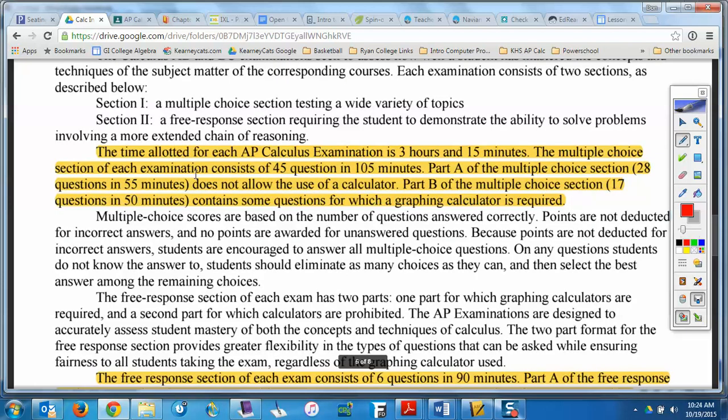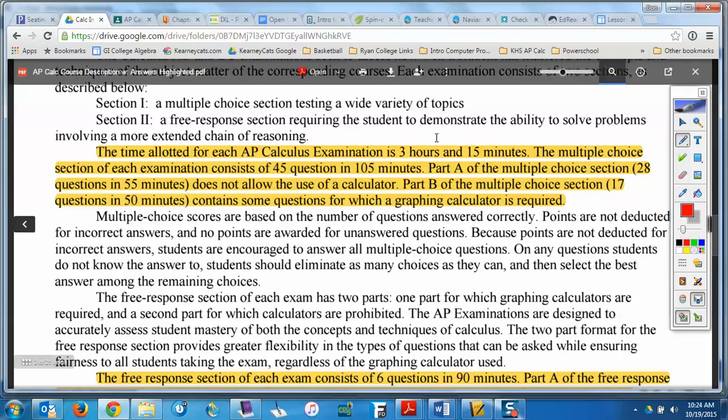Okay, then I asked about the AP exam. Now, some of you kind of shortened this. You were supposed to kind of describe the AP exam. I mean, somebody said, part A is calculator, part B is no calculator, whatever. Multiple choice, free response. That was about all you said. There's a little more to it than that. It's 3 hours and 15 minutes long.